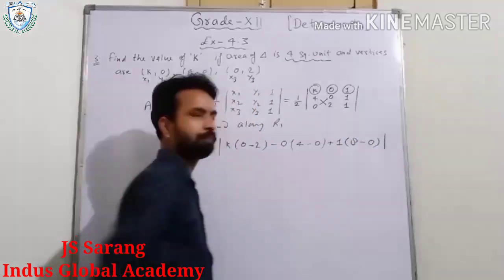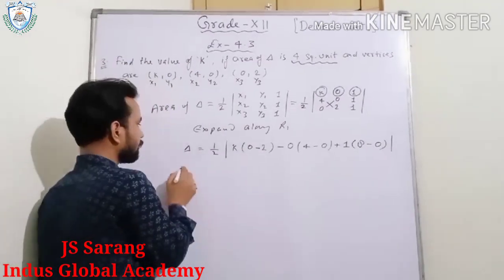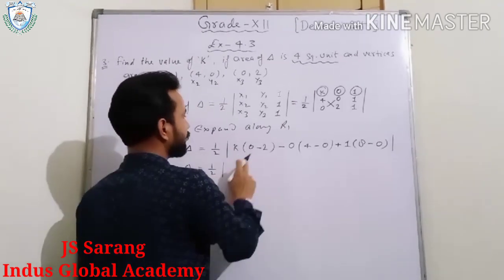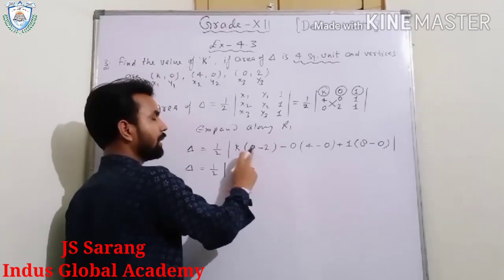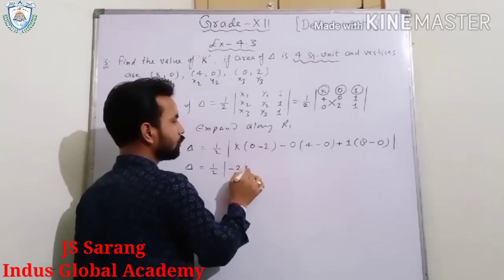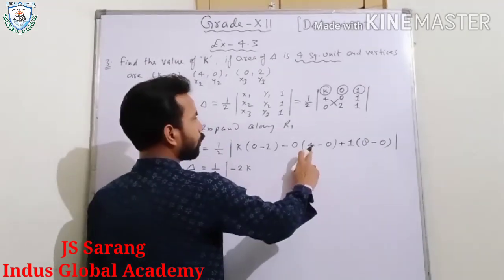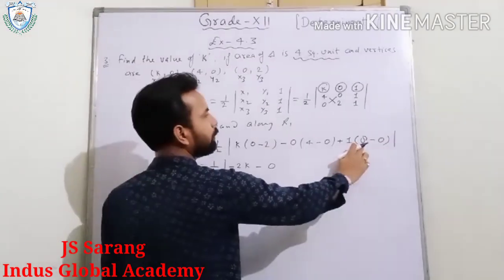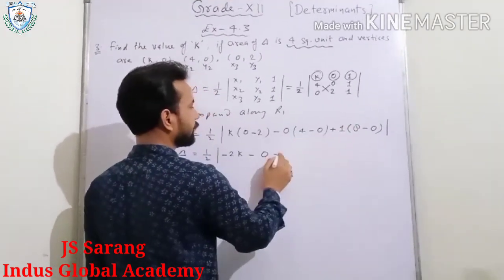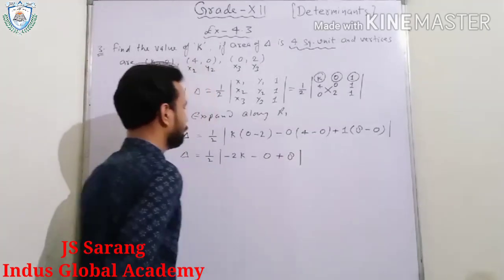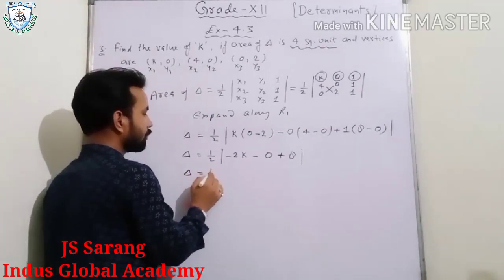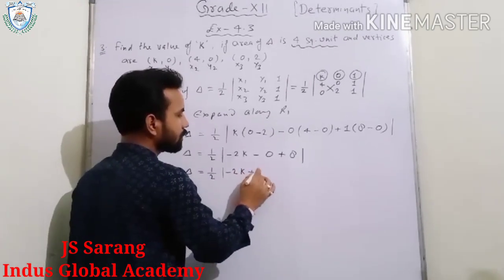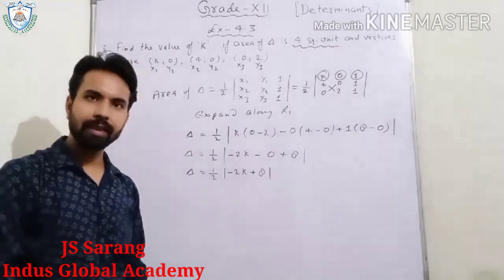Now mod close. Clear? Now delta equals 1 by 2 mod of k. 0 minus 2 is minus 2. Minus 2 into k, minus 2k. Clear? 4 minus 0 is 4. 4 into 0 gives you 0. 8 minus 0 is 8. 8 ones are 8. So plus 8. Mod will be here. Now delta equals 1 by 2 mod of minus 2k plus 8. Hope it is clear to everyone.